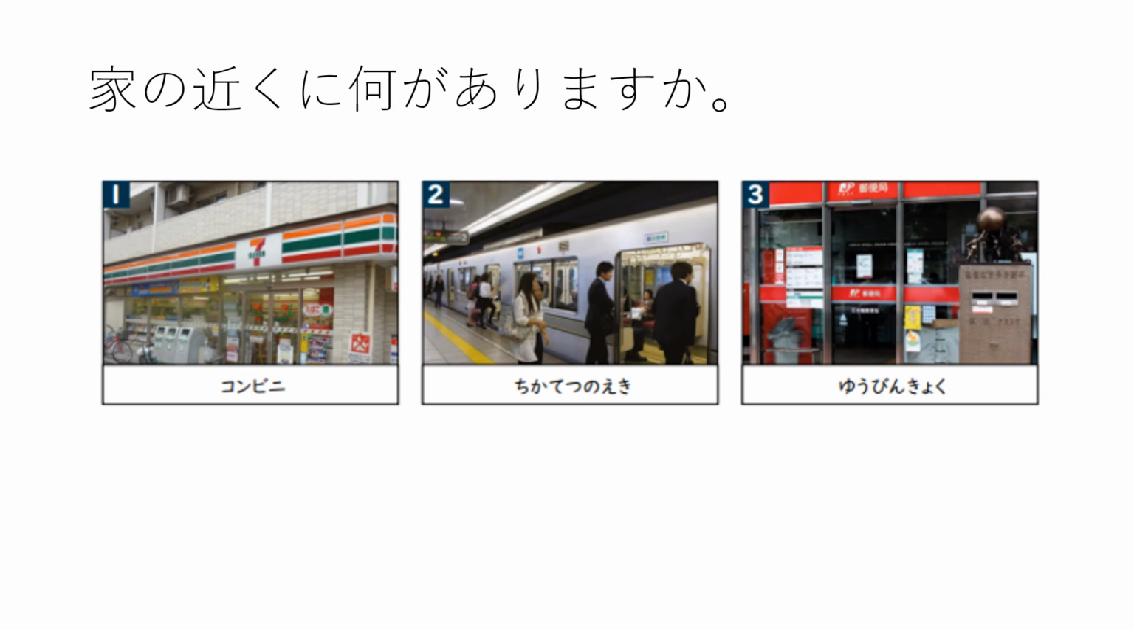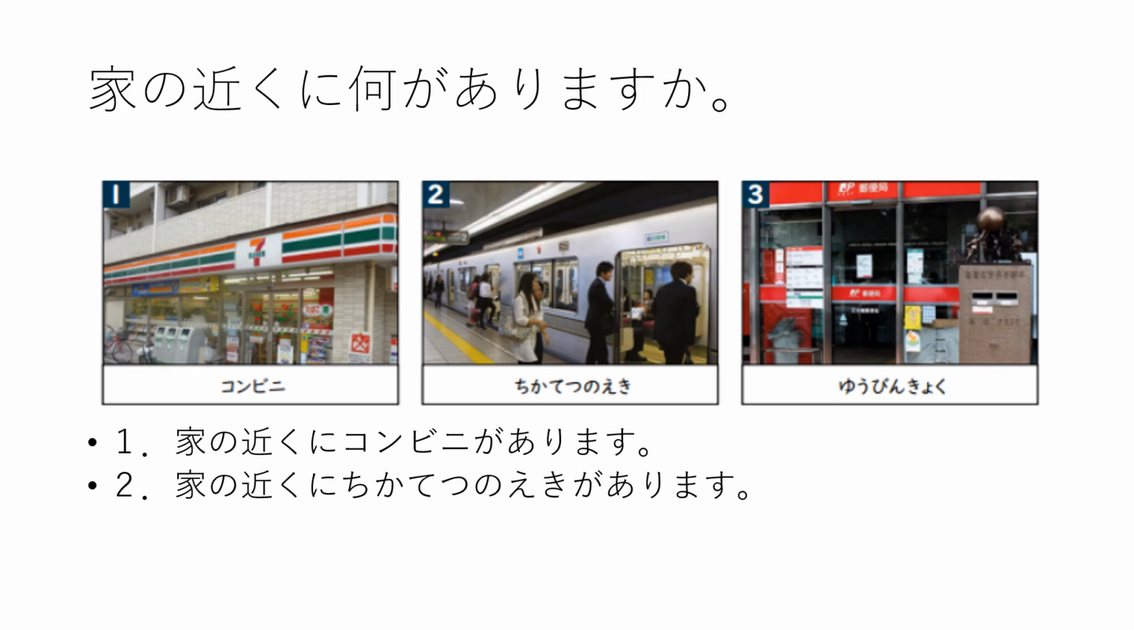The answer is uchi no chikaku ni konbini ga arimasu. How about number two? I'll ask the question. Let's see if you can work out how to answer it. Uchi no chikaku ni nani ga arimasu ka? The answer is uchi no chikaku ni chikatetsu no eki ga arimasu.